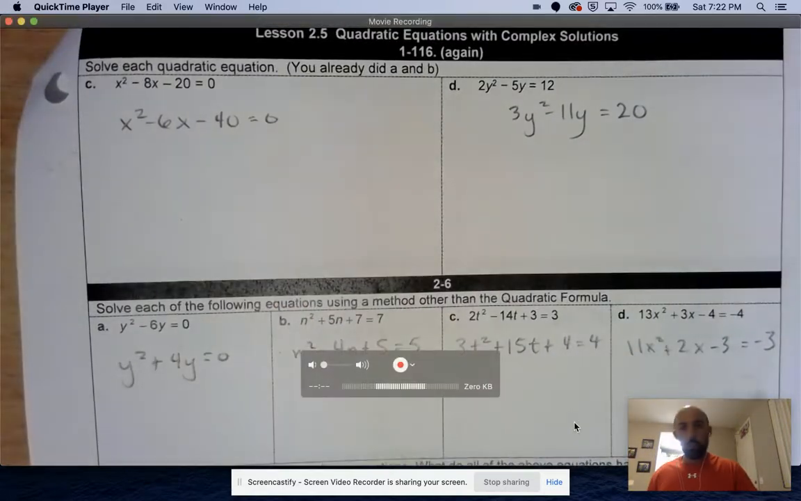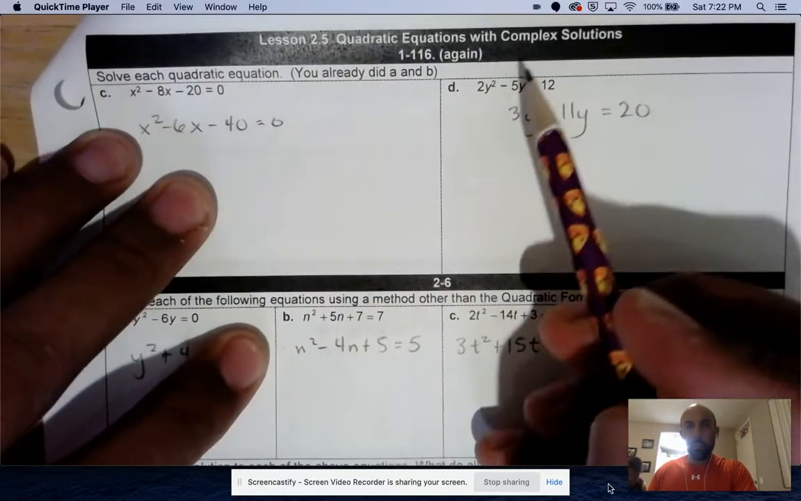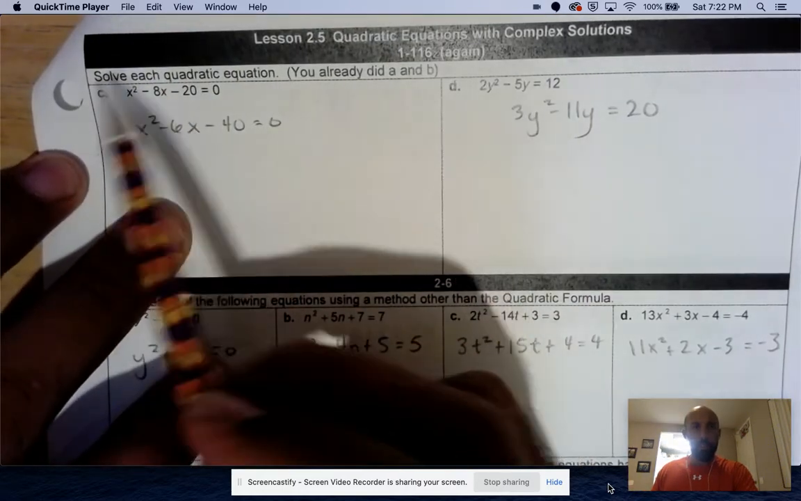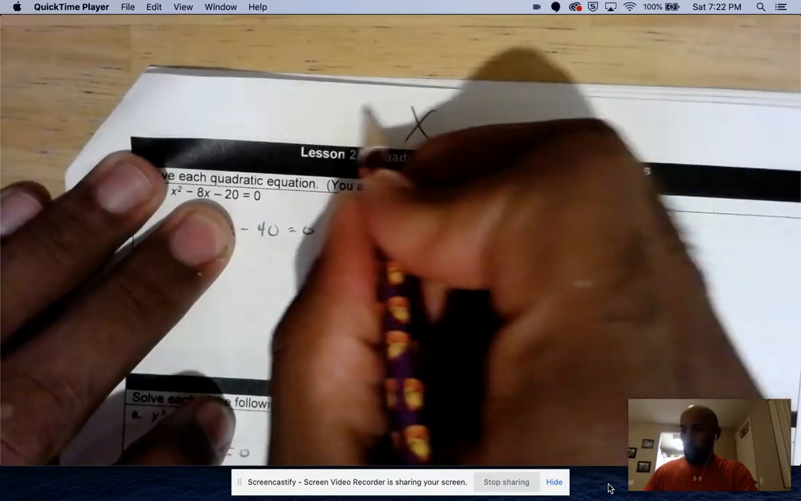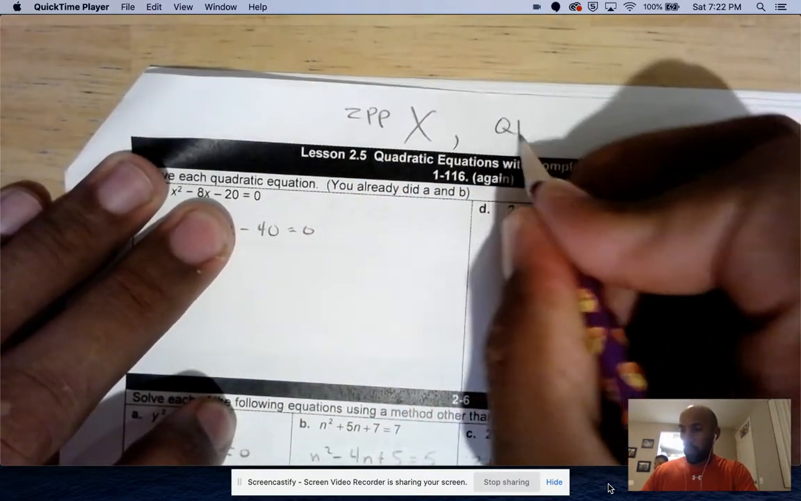Okay, so we're going over lesson 2.5, quadratic equations with complex solutions. Some will have complex solutions in this packet and some won't. To start off, we always want to approach it where sometimes we're going to use the x and the zero product property. I remember it was called ZPP. And sometimes we'll use the quadratic formula.